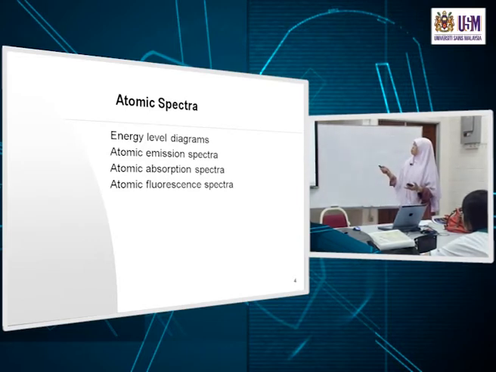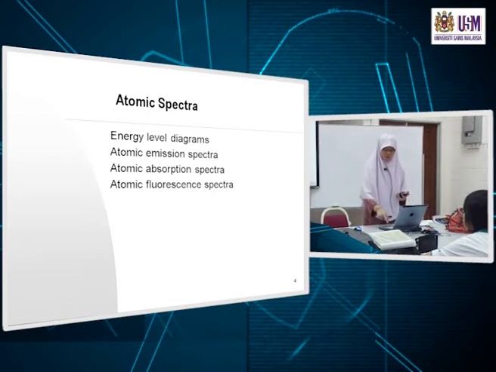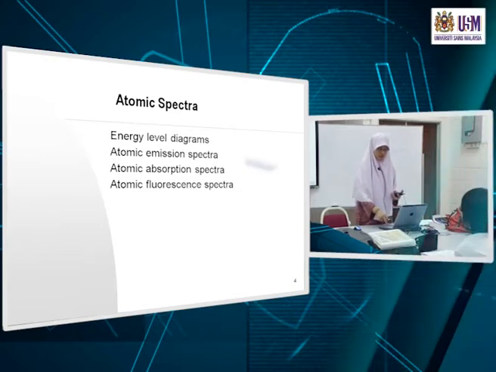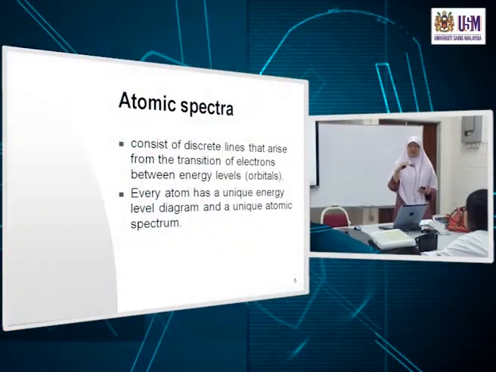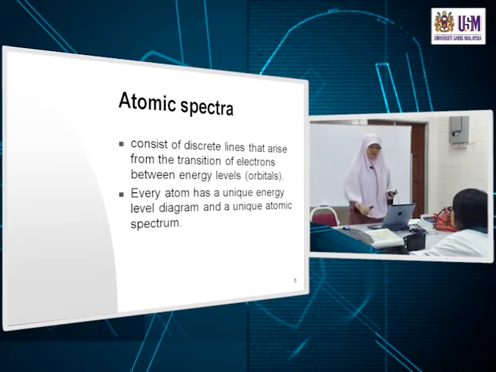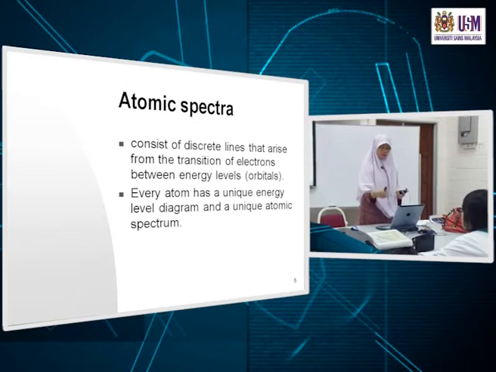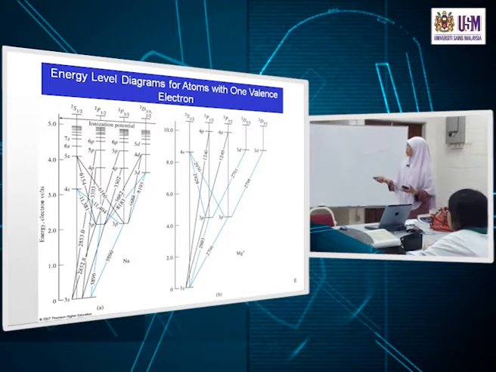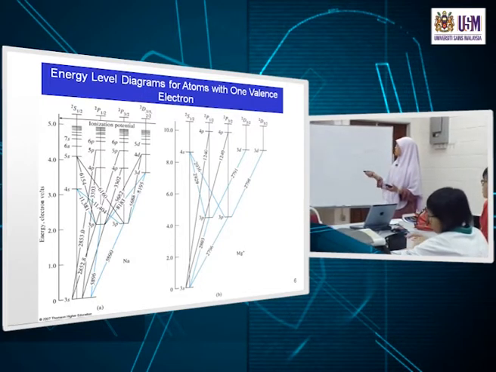Okay, we talk about atomic spectra. We have to look at the energy level diagrams to understand the absorption, emission, and also the fluorescence process involving atoms. As we have seen, the atom is comprised of unique energy levels, okay? And it's the transitions of the electrons between these different levels that give rise to the spectra. We've seen this twice before, energy level diagrams for sodium, and this one for magnesium.